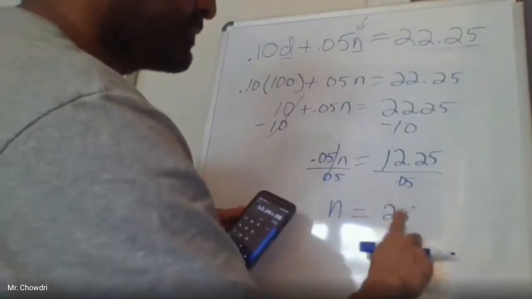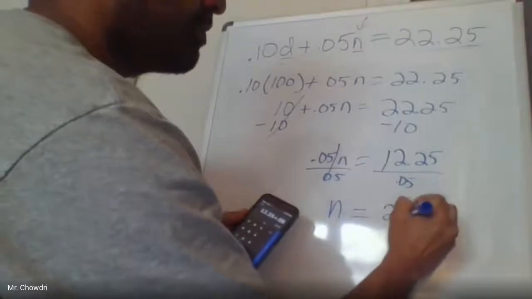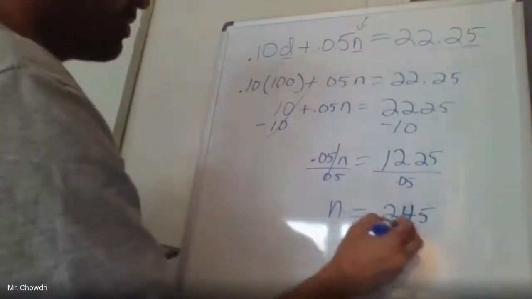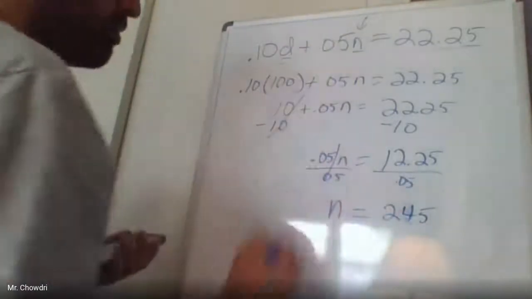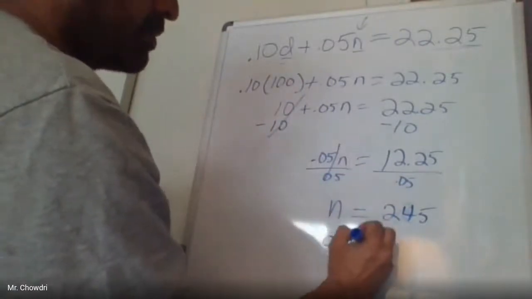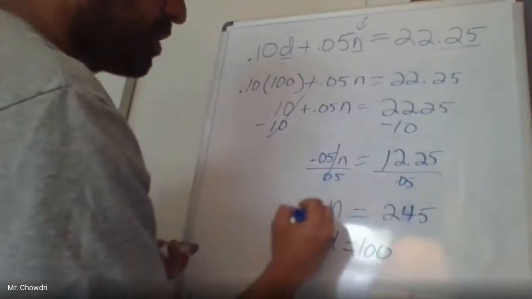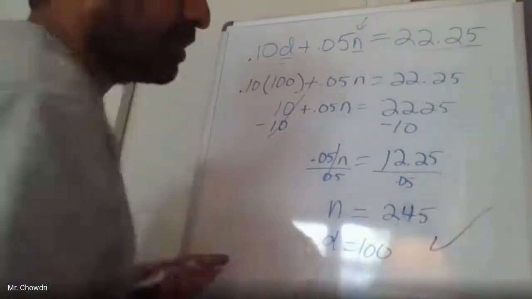245. All right, so I've got 245 nickels, and dimes equals 100. So this combination of nickels and dimes make it true.